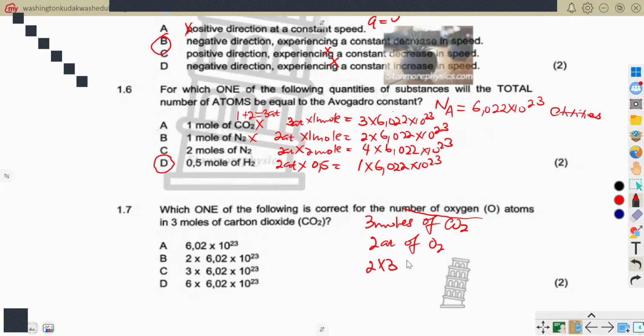And we know that in a mole, there are 6.022 times 10 to the power 23. So the correct answer there was going to be 6 times 6.022 times 10 to the power 23. That was going to give you the number of oxygen atoms in 3 moles of carbon dioxide. So the answer there was supposed to be D as well. So now let's go to our next question.